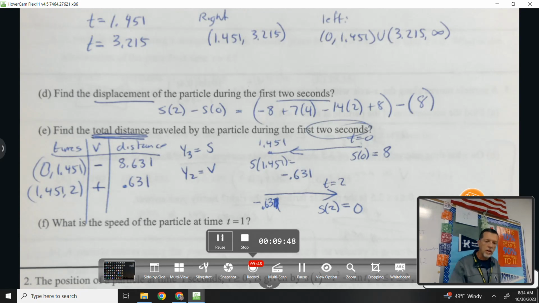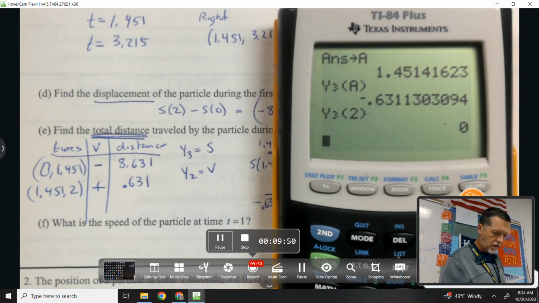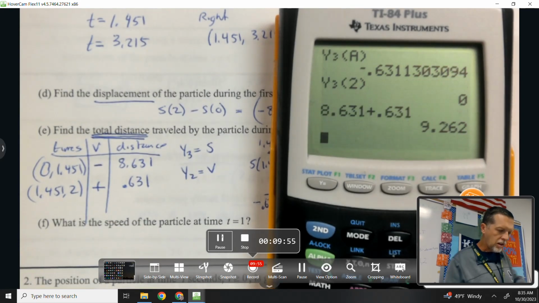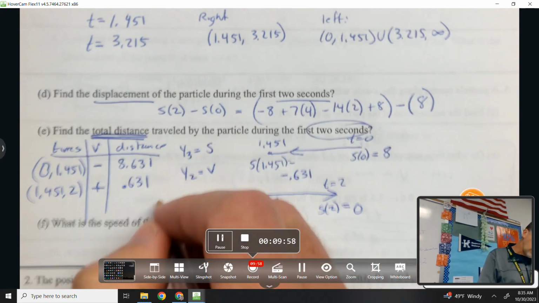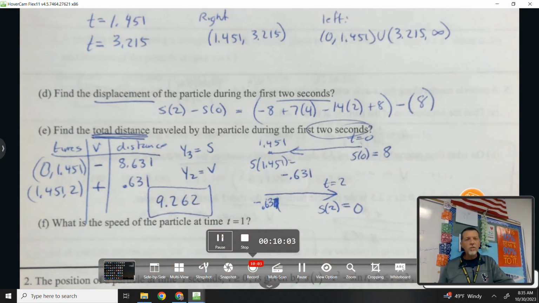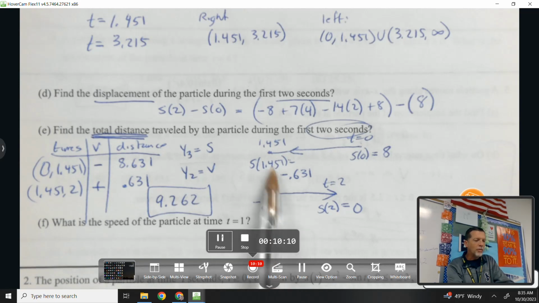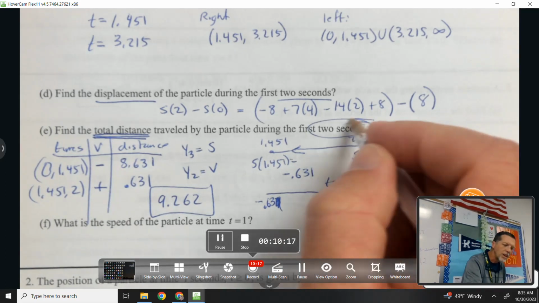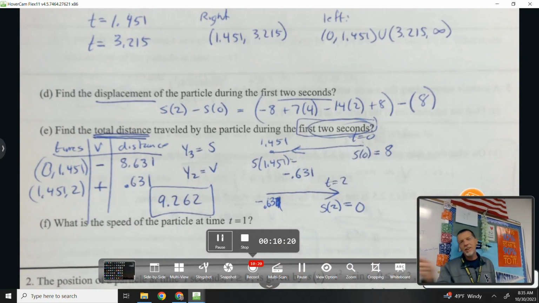So then my total distance is 8.631 plus 0.631, 9.262. So that's a good question. Total distance is always a pain because you have to think about, well, when did I turn around? So how far did I go before I turned around? And then how far did I go before I turned around again? And fortunately, this one cut us off after 2 seconds, so I didn't have a whole bunch of turnarounds to think about, just one of them.